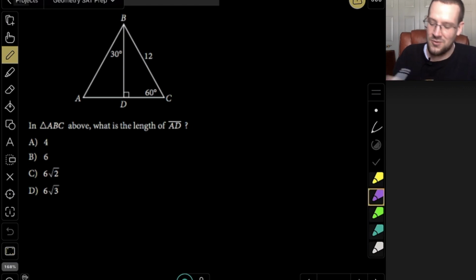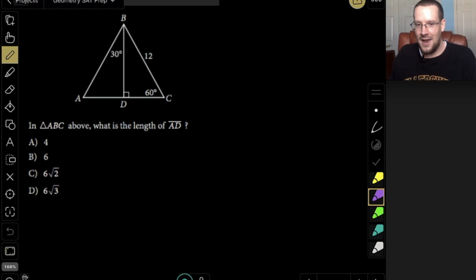What I'm going to do here is just mark up this figure. I did not even read what they want to know because I know it's right at the tip of my fingers. This is the easiest triangle to work with, and a lot of you are getting all verklempt. Oh no, special right triangles. These were hard. Watch this.